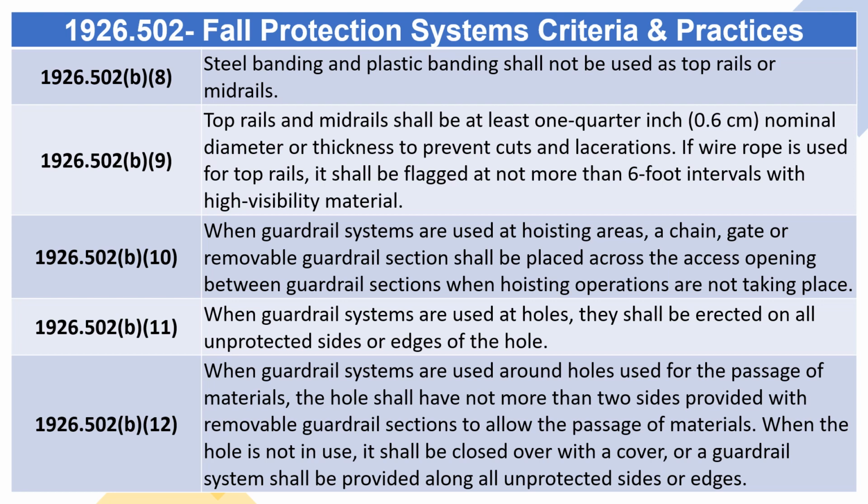1926.502(b)(11). When guardrail systems are used at holes, they shall be erected on all unprotected sides or edges of the hole. 1926.502(b)(12). When guardrail systems are used around holes used for the passage of materials, the hole shall have not more than 2 sides provided with removable guardrail sections to allow the passage of materials. When the hole is not in use, it shall be closed over with a cover, or a guardrail system shall be provided along all unprotected sides or edges.